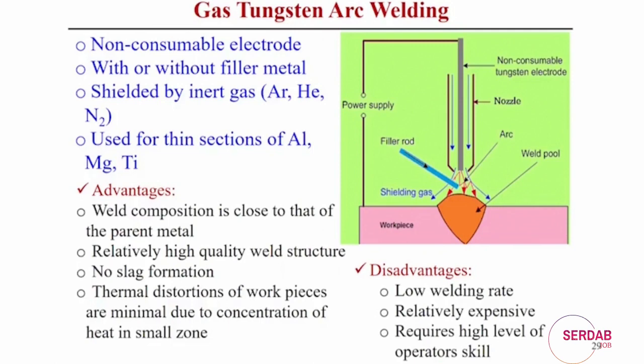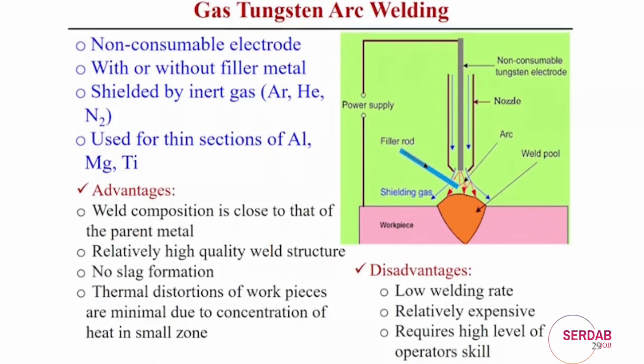But the disadvantage is the low melting rate as compared to other welding processes that use a consumable electrode. It is relatively expensive as compared to carbon arc welding processes, and it also requires a high level of operator skill. That means, to maintain the arc gap or to move the torch, high operating skill is required to get a successful weld joint from this process.